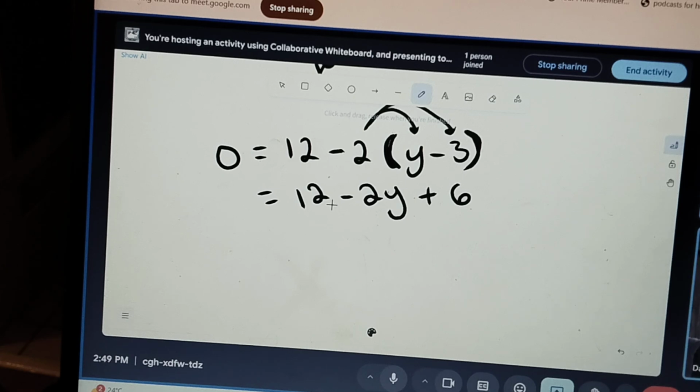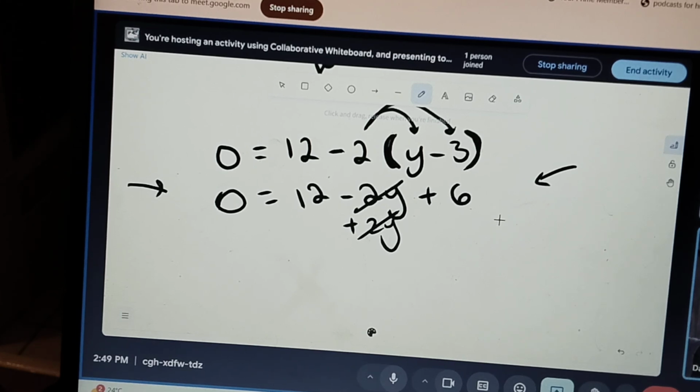Okay, so we're at this level now, right? We've got to get all the y's onto this side and all the numbers onto the other side. So we're going to move this minus 2y. How do we do that? What's the opposite of minus? That's plus. So if we plus 2y, that'll cancel, right?